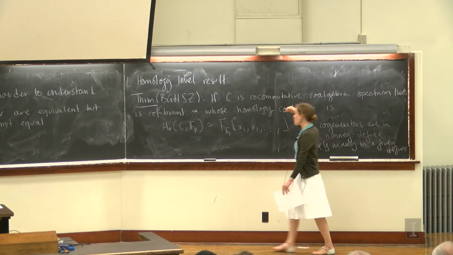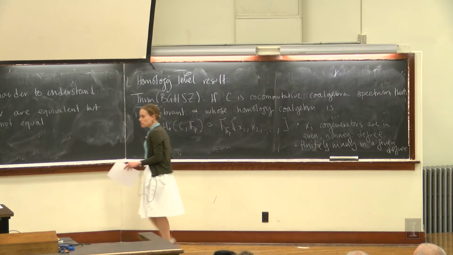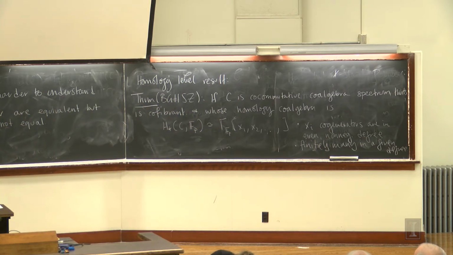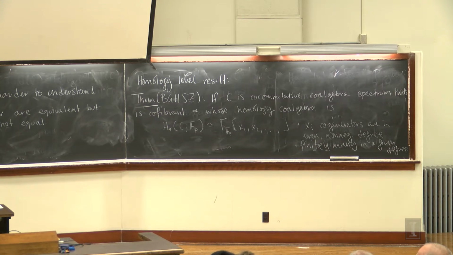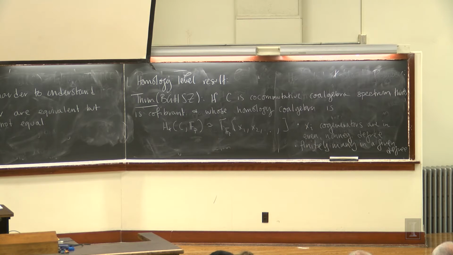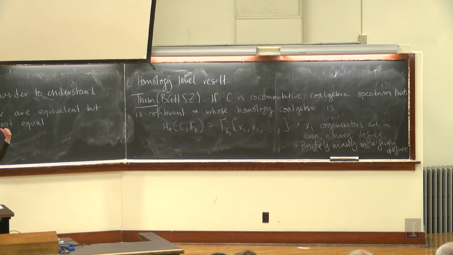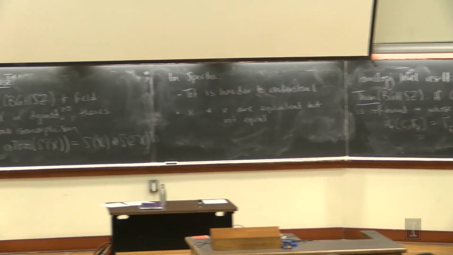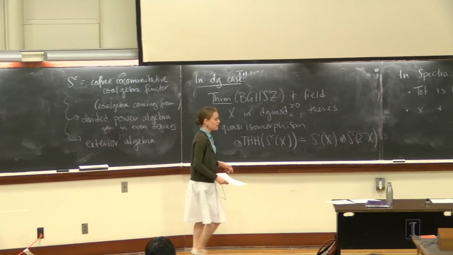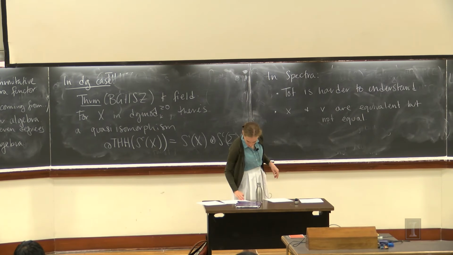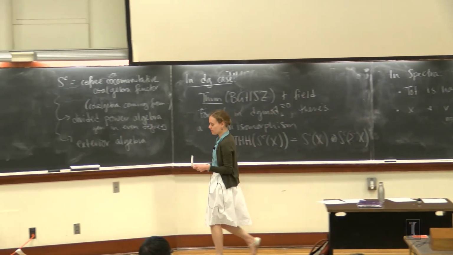All right, so if I have a co-commutative coalgebra spectrum that I know has this nice form of its homology coalgebra, so it's co-free, then I can say what the homology of its CoTHH is. So that's the sense in which I have a homology level analog of this theorem right here. This is where I say it.